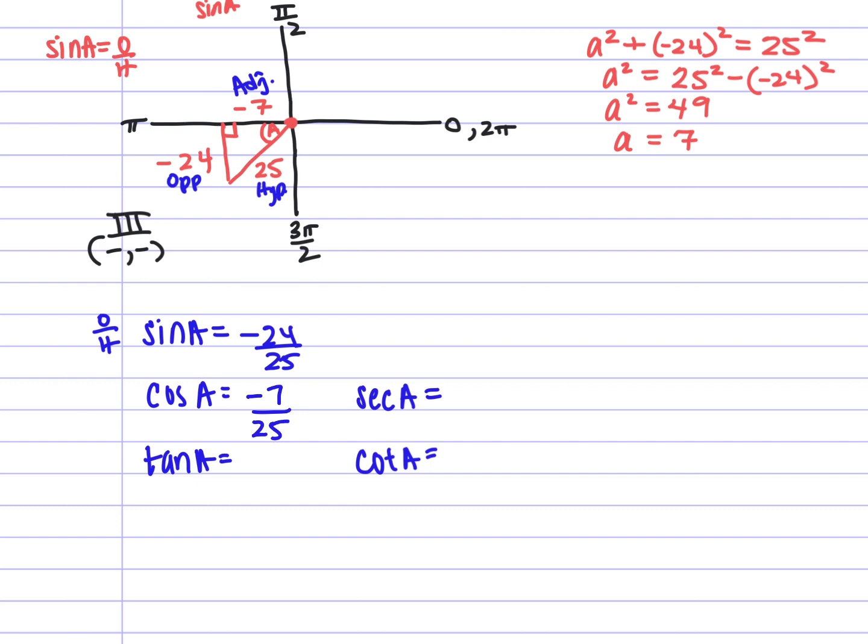Okay. Secant, you flip it, negative 25 over 7. And then tangent, opposite over adjacent, negative 24 over negative 7. Because it's a double negative, we really don't need the negatives at all. I shouldn't have written them. So cotangent is 7 over 24. Okay, so that's what you're expected to do for the assignment. Alrighty, hope this helps.